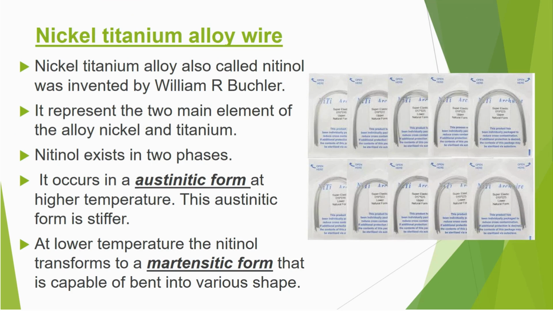Nickel titanium alloy wire, also known as nitinol wire, was invented by William Butler. The name represents the two main elements of the alloy, that is, nickel and titanium. Nitinol exists in two phases. It occurs in austenitic form at higher temperature. This austenitic form is stiffer. At lower temperature, the nitinol transforms to martensitic form, that is capable of bending into various shapes.